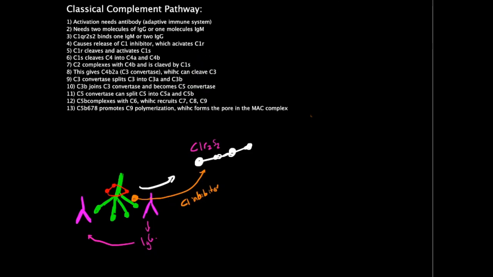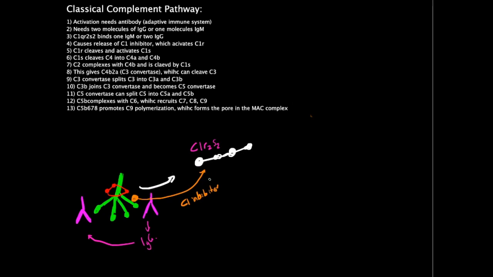So this is the classical complement pathway, which is antigen dependent or antibody dependent. So it needs 2 molecules of IgG or 1 molecule of IgM. The way that this works is you have what's called the C1QR2S2, which binds 1 molecule of IgM or 2 molecules of IgG. So I have the 2 molecules of IgG right here.